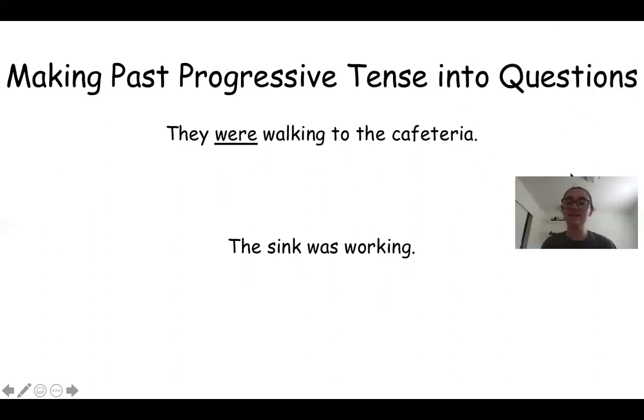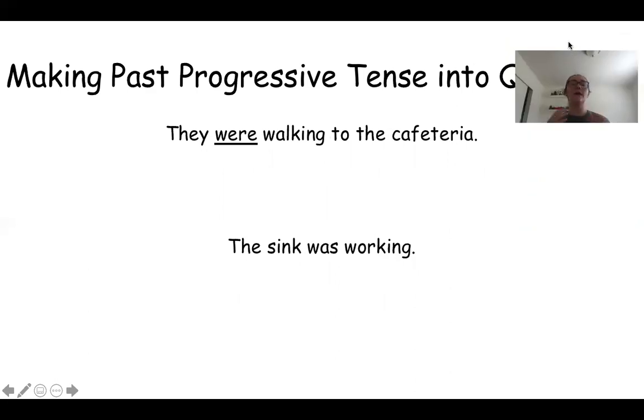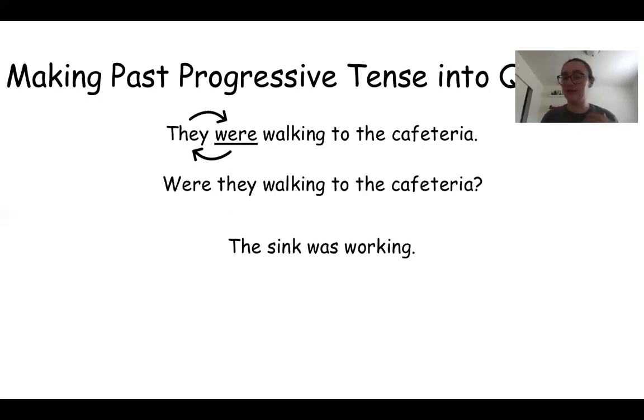So making past progressive tense into questions. How do we turn them into questions? They were walking to the cafeteria, right? Now, to make this a question, all we do is switch the subject and then the word were or was. Were they walking to the cafeteria? So they were walking to the cafeteria changes to were they walking to the cafeteria?